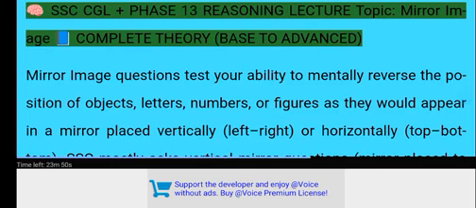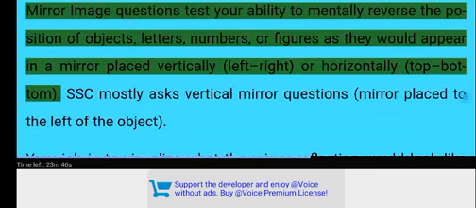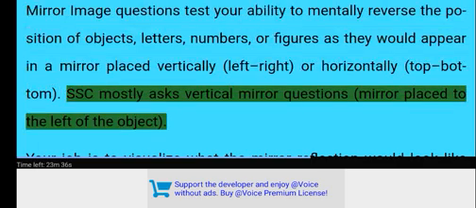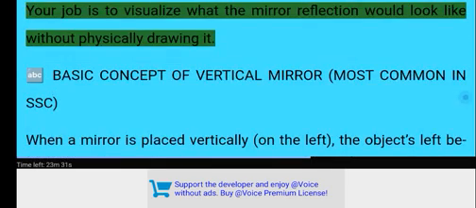SSC CGL Phase 13 reasoning lecture topic: Mirror image, complete theory from base to advanced. Mirror image questions test your ability to mentally reverse the position of objects, letters, numbers, or figures as they would appear in a mirror placed vertically, left or right, or horizontally, top or bottom. SSC mostly asks vertical mirror questions, with the mirror placed to the left of the object. Your job is to visualize what the mirror reflection would look like without physically drawing it.